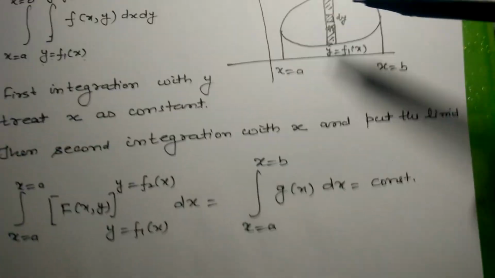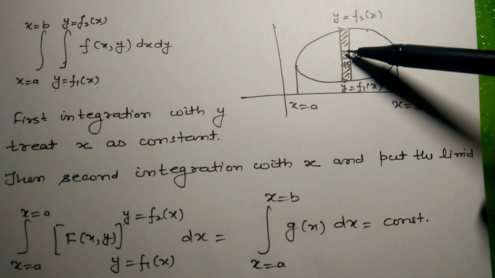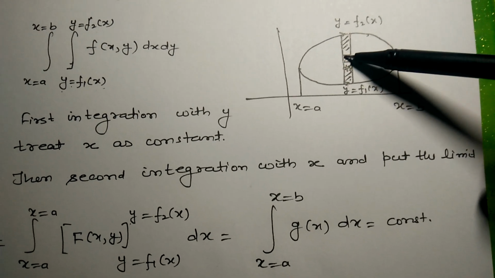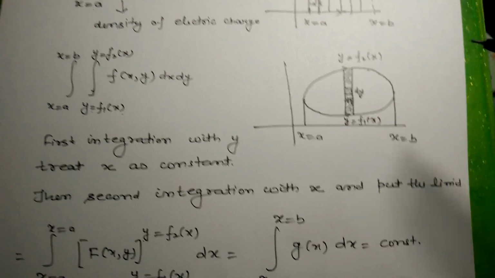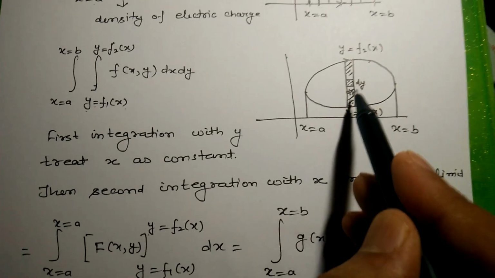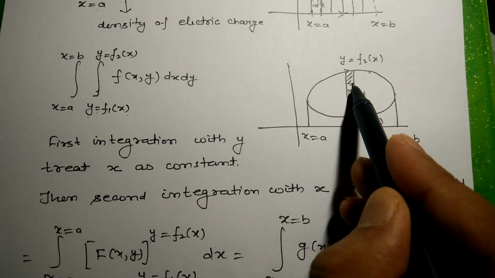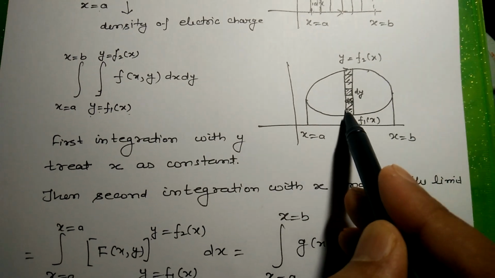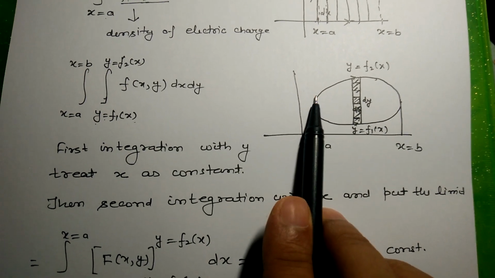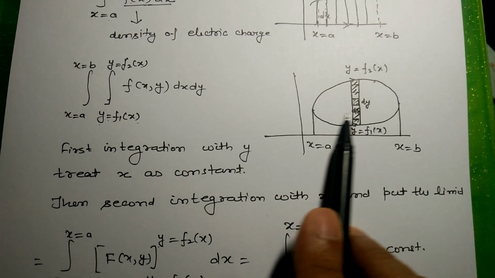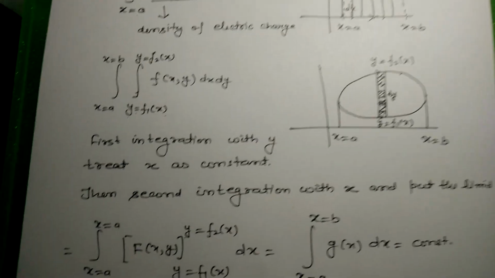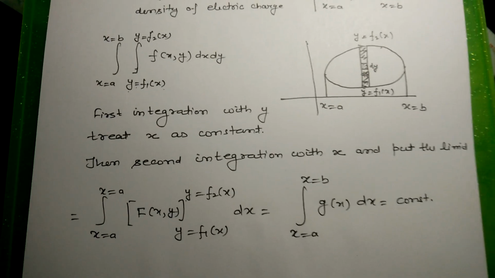So what you did exactly in this: first you found how much electric charge is present on this rectangular patch. Then you moved it along the y-axis on this strip, and you found how much total electric charge is present on this vertical strip. Then you moved that strip horizontally, and you covered the entire area of this elliptical region. That's the entire idea about double integration.